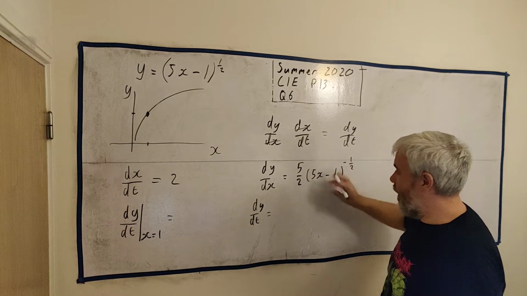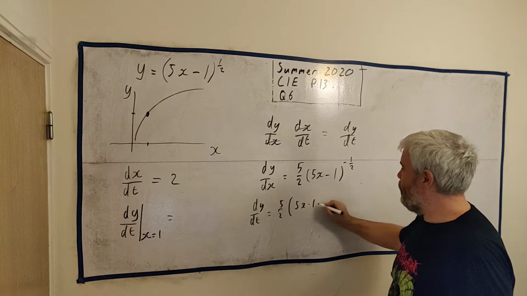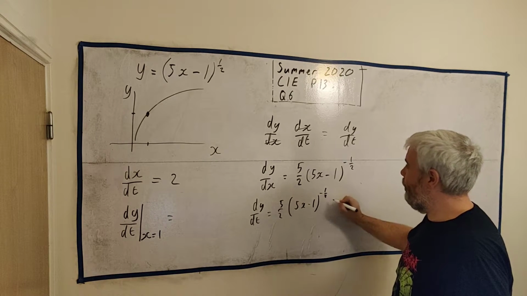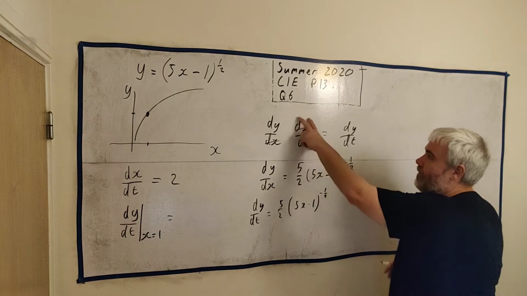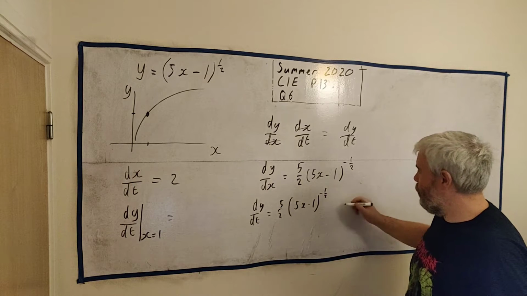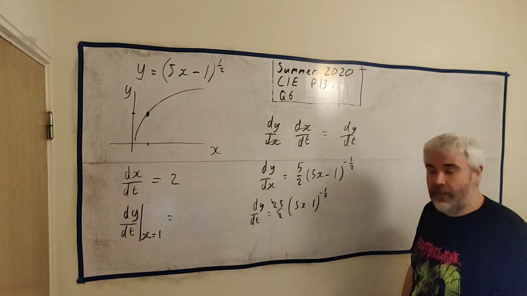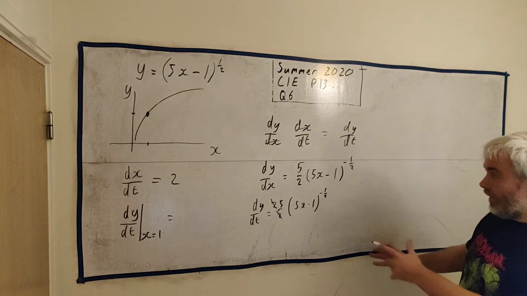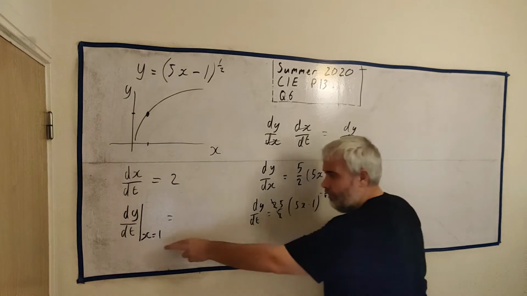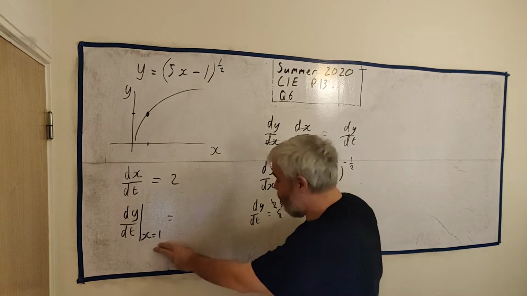It's equal to this guy, 5 over 2, (5x minus 1) to the power of minus a half, multiplied by this guy, dx/dt, or just 2. So I can put the 2 here, or let's put it over here, because it'll cancel quite nicely with that 2. So that's it, that's dy/dt. Remember, that's what they asked us for, nearly, but they told us x is equal to 1.